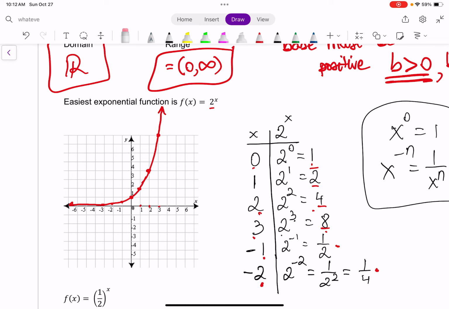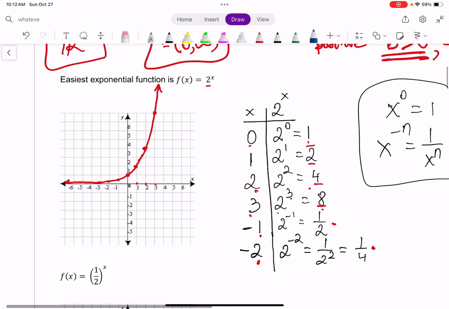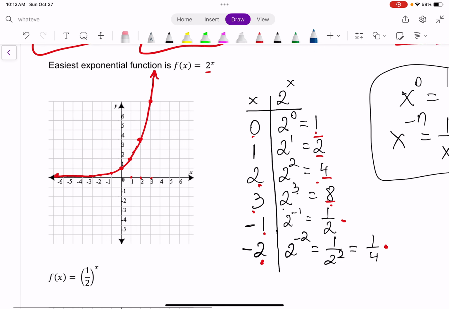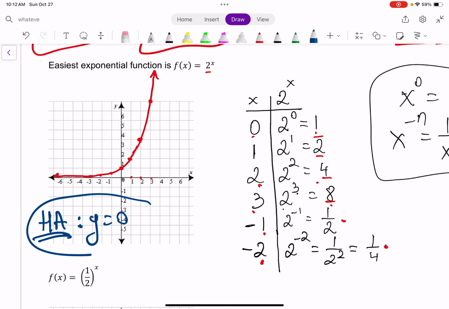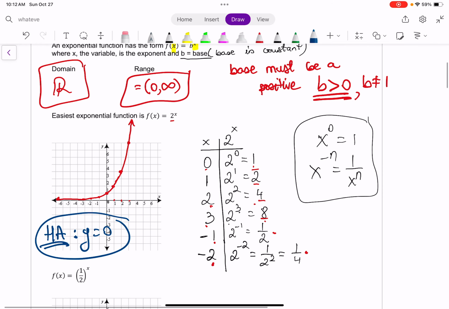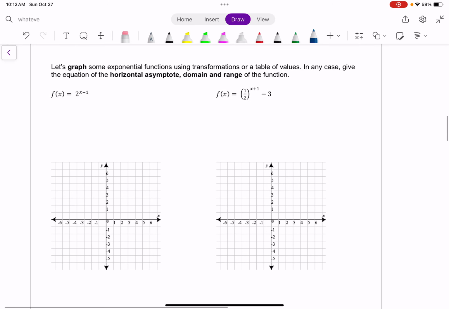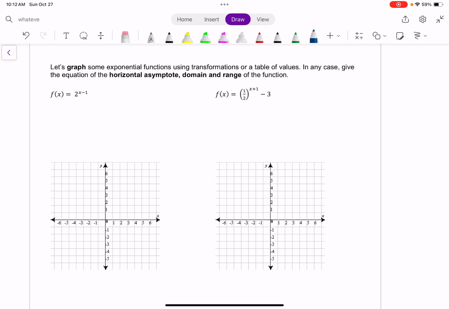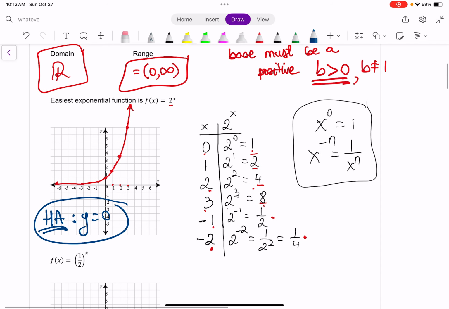As a matter of fact, we just talked about these in the previous chapters. The x-axis is a horizontal asymptote. So y equals 0 is a horizontal asymptote. So that's what our graphs are going to have. And so they will all have a horizontal asymptote. We'll shift them left and right and up and down. So as we go through these graphs, I'm going to ask you to give the equation of the horizontal asymptote, and give the domain and the range of each of the functions. Okay, so these are important features of an exponential graph.